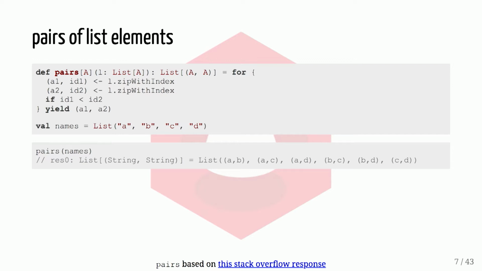So if our labelers are A, B, C, and D, then we'd get back A and B is one pair, A and C is one pair, et cetera, et cetera. Pretty straightforward. I think this implementation is actually based on this Stack Overflow post.